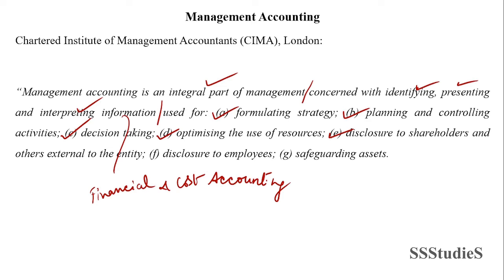Another thing is, since it is used specifically by the top level management, management accounting is also called decision accounting. Okay, it also helps in disclosing the information to employees if needed, and like financial accounting, it also takes care of the assets of the organization. So this is just the meaning of management accounting.